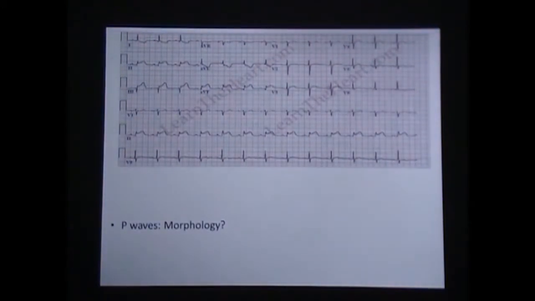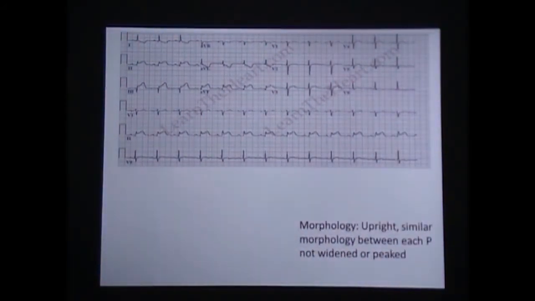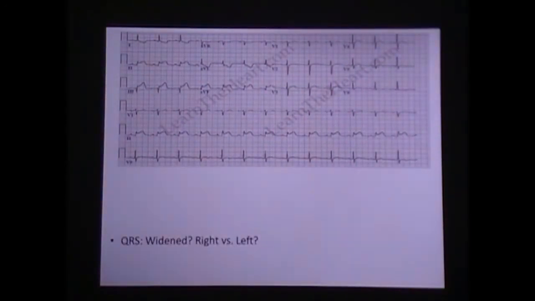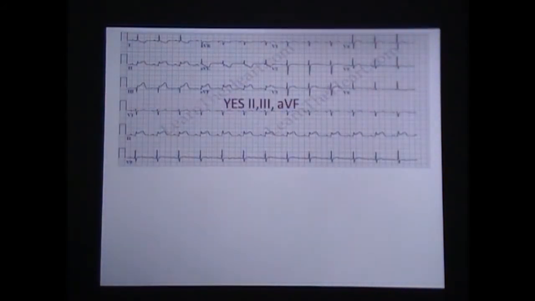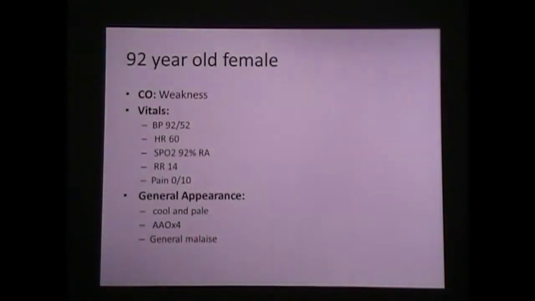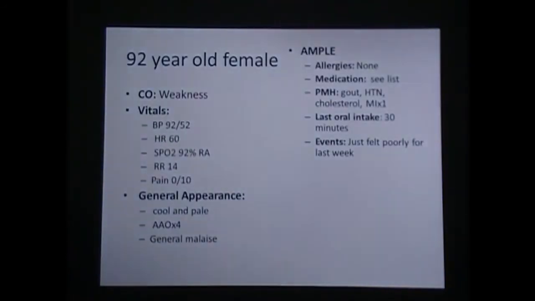The morphology, looking at lead 2, they look pretty similar. Not peaked, not widened. They're not wide. Okay, I agree with all that. How about the QRS complex? Is there a bundle branch block present? No. No, okay. And we already talked about ST elevation. And I say no. Okay. Inferior MI. Yeah. Cath Lab.